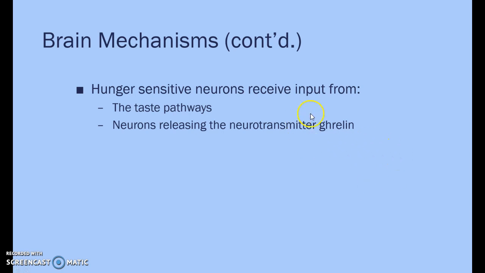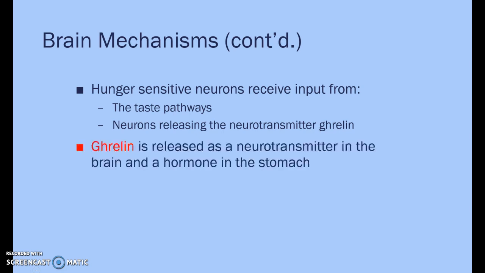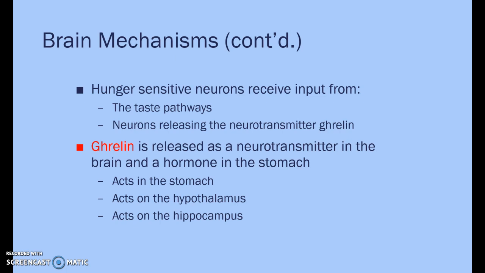Ghrelin is something that is very much involved with appetite. Ghrelin is released as a neurotransmitter in the brain and a hormone in the stomach. Especially if there is a period of food deprivation, ghrelin will be released. It will trigger some stomach contractions. It will act on the hypothalamus to increase appetite, and it can act on the hippocampus to enhance learning.